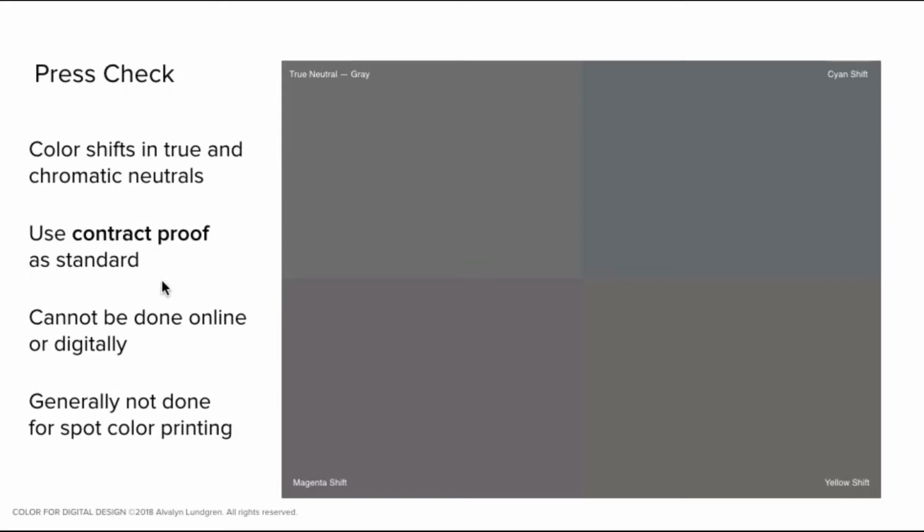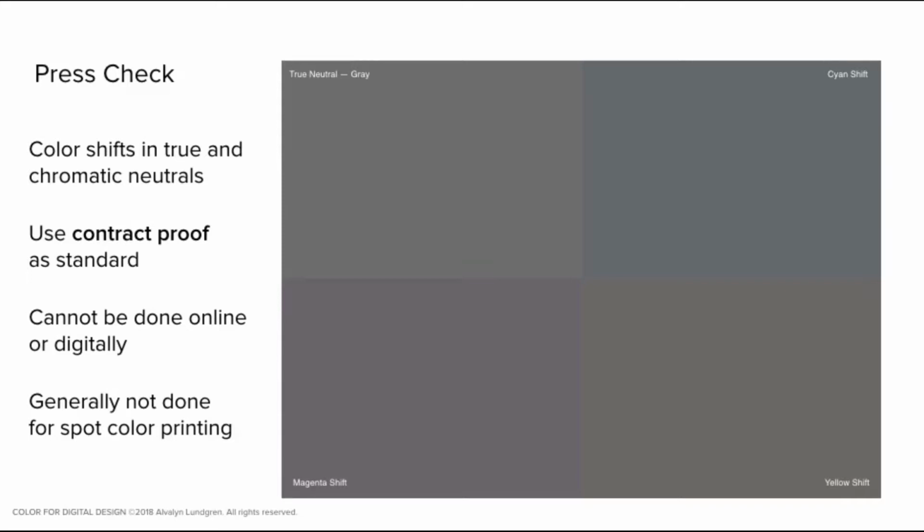Now, a press check cannot be done with a digital proof. You cannot do it online because you're not looking at the ink colors. You're not looking at the final output. You are looking at a digital simulation of the hoped for result. So if you work with online printers and you want a physical proof, it's going to cost a lot more money, which kind of defeats the purpose of working with online printers.